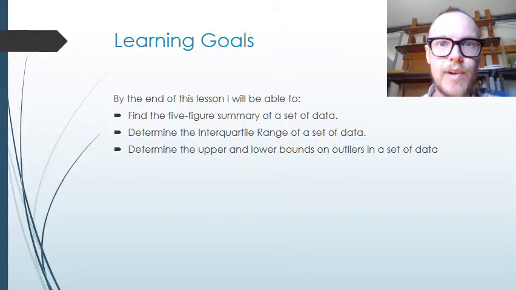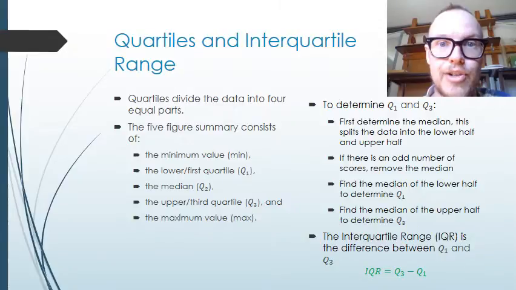Today we're going to look at interquartile range, and our learning goals for this lesson are that by the end of the lesson you'll be able to find the 5-figure summary for a set of data, determine the interquartile range of a set of data, and also determine the upper and lower bounds on any outliers in a set of data using the interquartile range.